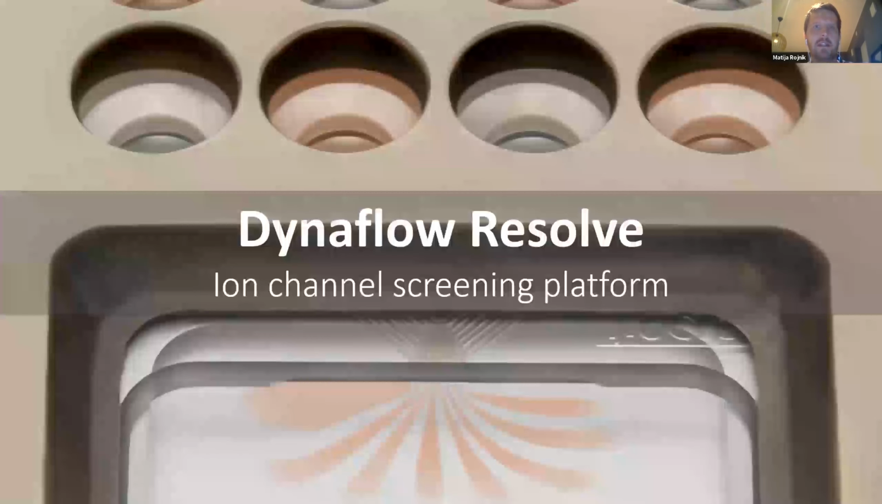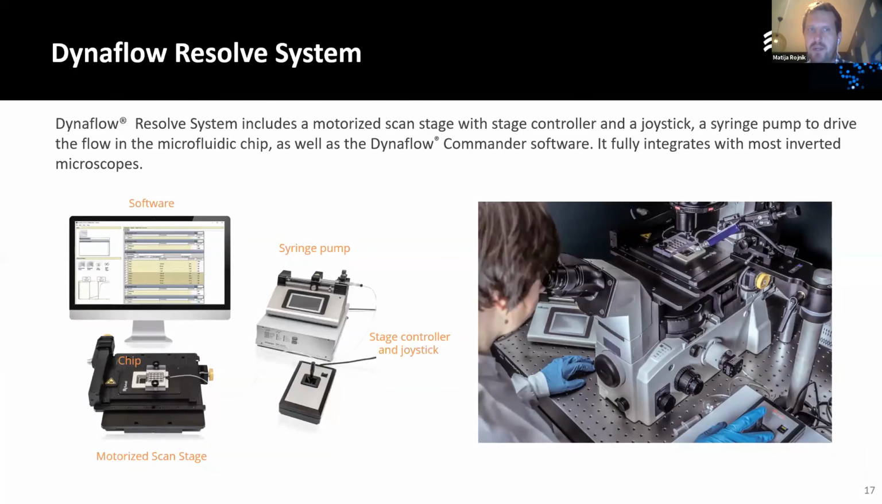And last but not least, another compound delivery system, DynaFlow, specifically designed for ion channel screening. In contrast to Biopen, this has a much wider solution delivery capability. It has 16 channels, 16 solutions. It is connected, as you see here, with a manual patch clamp, and it can also switch much faster between different channels.